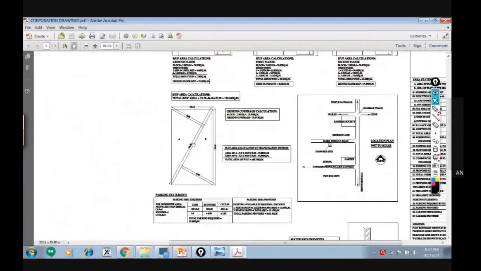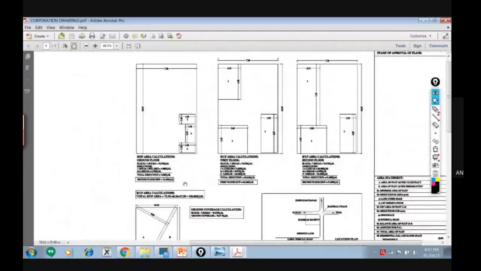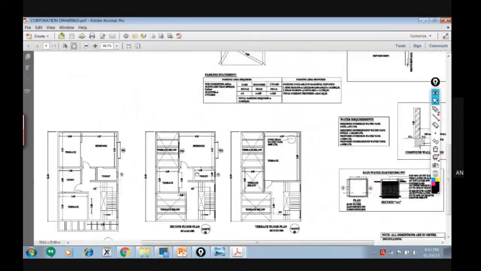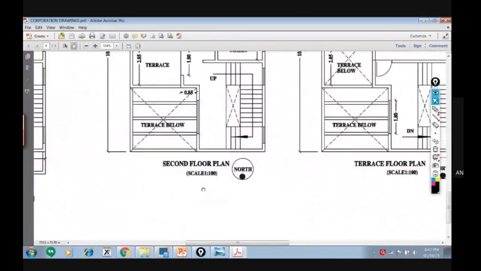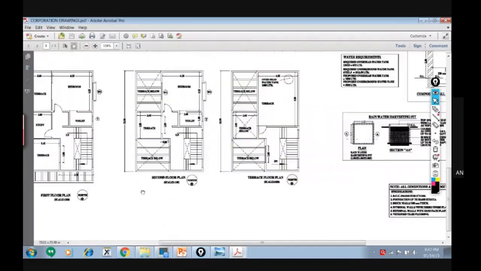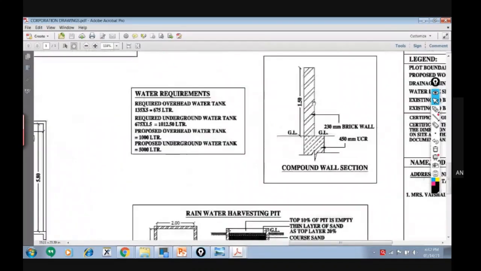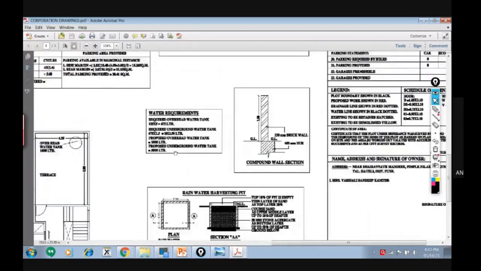So the area calculation can be drawn not to scale. Not to scale means I need not specify the scale. Yes, generally it is drawn to scale only, but it is not exactly 100 or something; it may be something different. There are some other drawings like the compound wall section and some details. So try to understand what I'm saying.